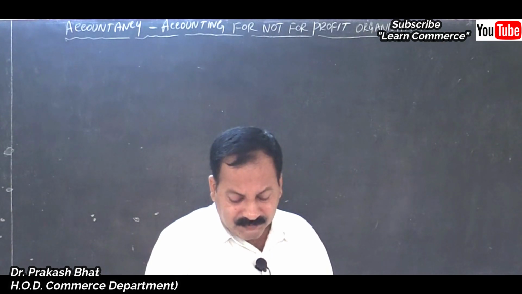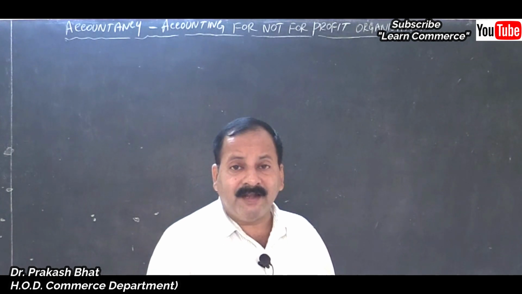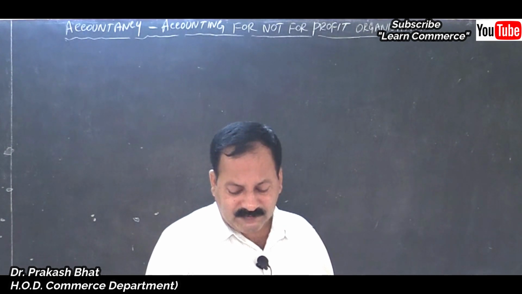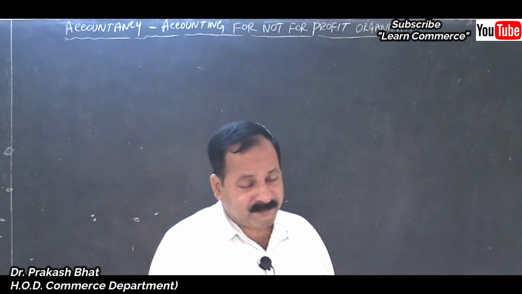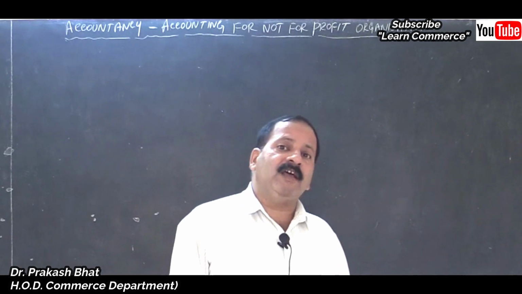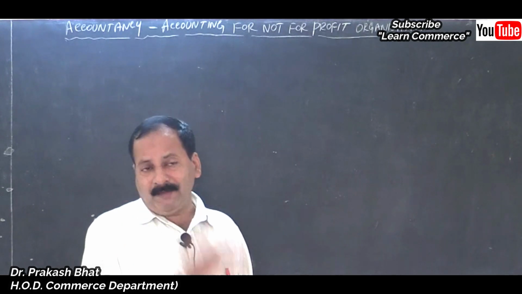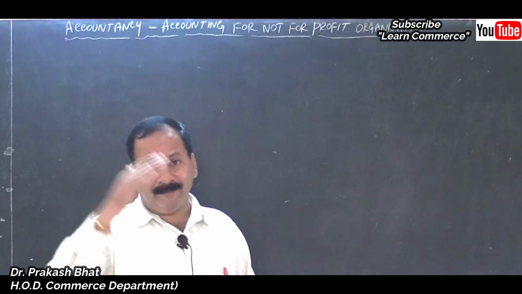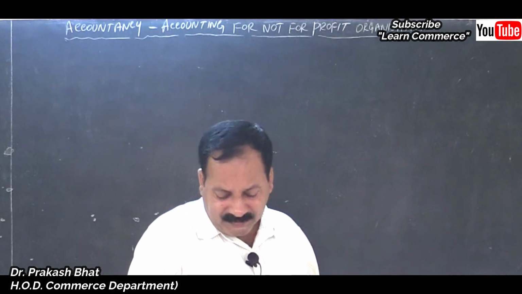On March 31st, 2018, salary outstanding amounted to rupees 1,000. Outstanding salary should be added to the salary on the expenditure side, and outstanding salary should be shown as a liability on the liability side of the balance sheet, because it is the amount supposed to be payable to the employees, isn't it?